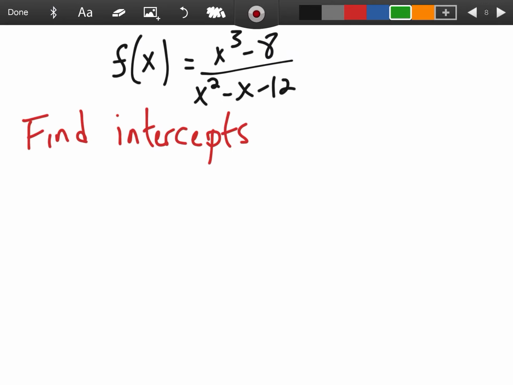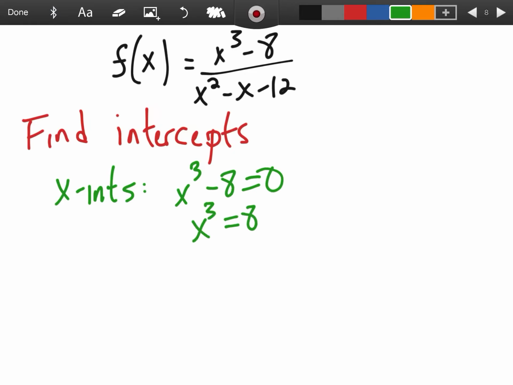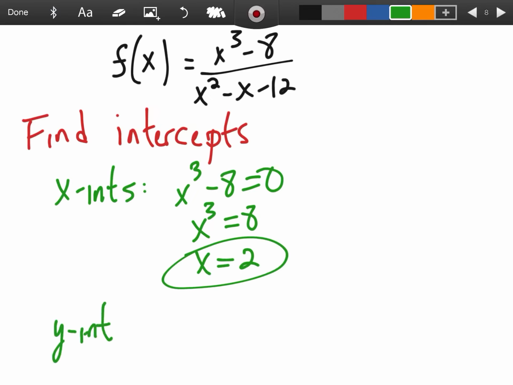All right, let's find the intercepts now. So for my x-intercepts, I'm just checking when is that equal to 0. So when is the numerator equal to 0? Okay, I plug in x cubed minus 8 needs to be equal to 0. Well, that tells me x cubed has to be 8. Hopefully we know the cube root of 8 is just 2. So we got our x-intercept of 2. Let's just make sure that doesn't make the denominator 0. Let's see, 4 minus 2 minus 12. No, we're good. So my x-intercept is x equals 2. For my y-intercept, I plug in 0.